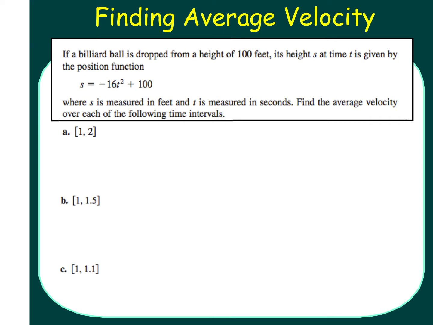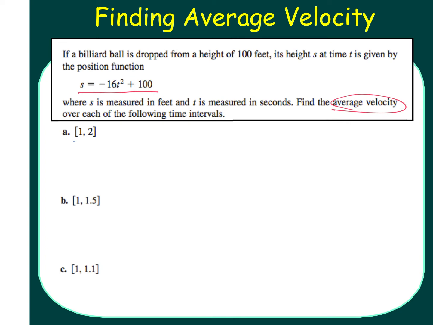All right, we're moving. So we're going to find average velocity, and Gigi's going to read for me. If a billiard ball is dropped from a height of 100 feet, its height s at time t is given by the position function s equals -t squared plus 100, where s is measured in feet and t is measured in seconds. Find the average velocity over each of the following time intervals. So what are we trying to find? Average velocity. And average velocity is algebra slope with position. So here's my position equation.